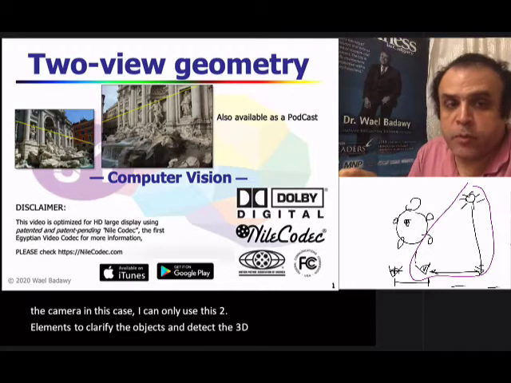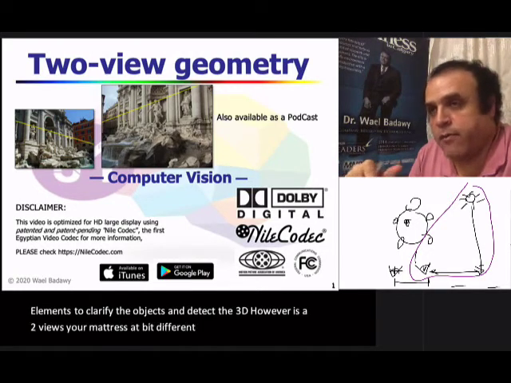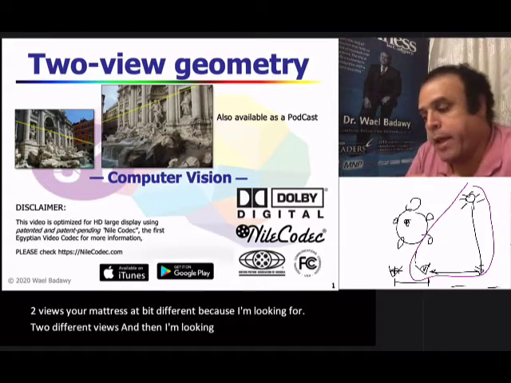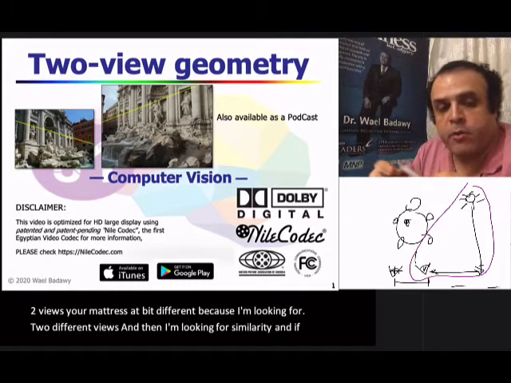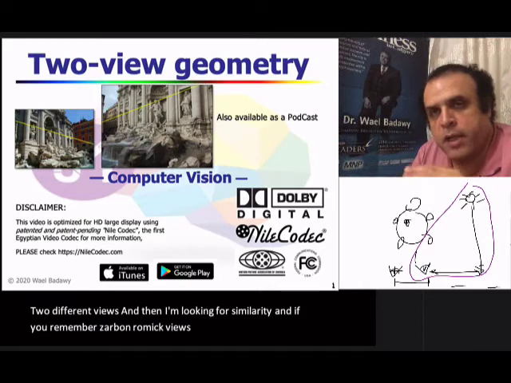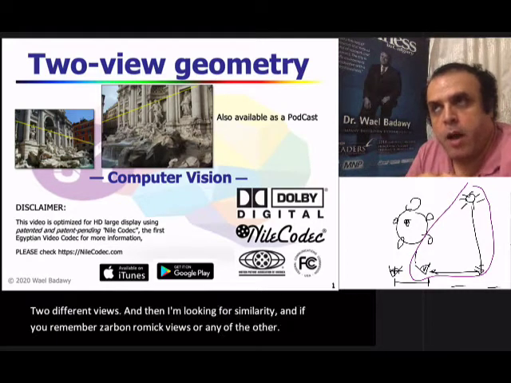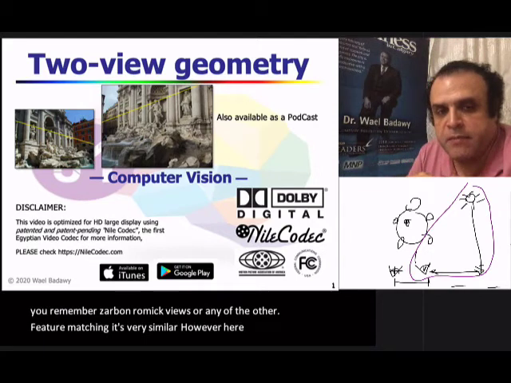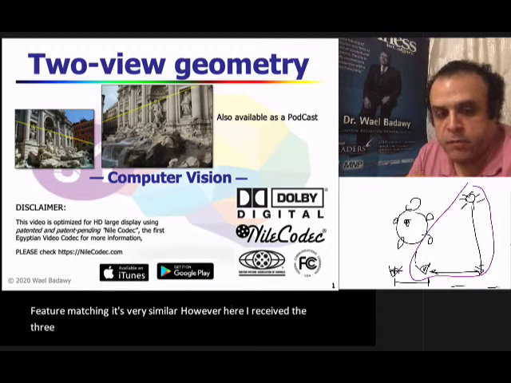However, two-view geometry is a little bit different, because I'm looking at two different views, and then I'm looking for similarity. If you remember the panoramic views or any of the other feature matching, it's very similar. However, here I perceive the 3 dimension as part of it.